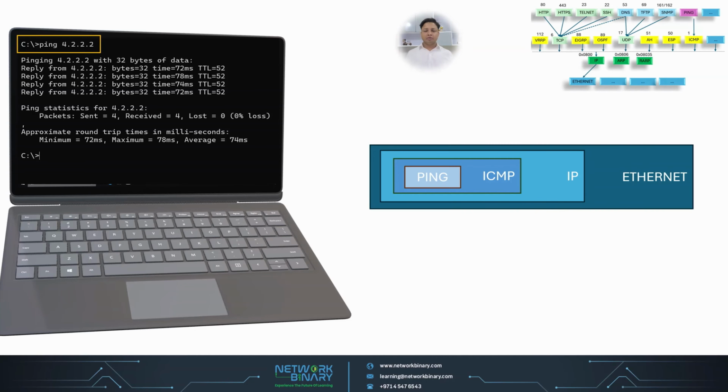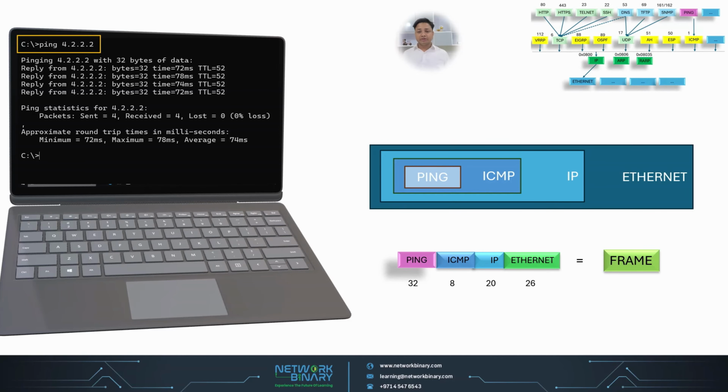Now, remember that when we say ping, ICMP, IP, and Ethernet, these are together, we collect them. So this is called a frame. In the frame, every block has a different size. Like ping, in this case, because this is a Windows operating system, and it depends on the operating system. Ping here is generating 32 bytes of data, ICMP 8 bytes, IP 20 bytes, and Ethernet 26 bytes. If you add them together, it becomes 86 bytes. So the frame size leaving from my PC is 86 bytes.